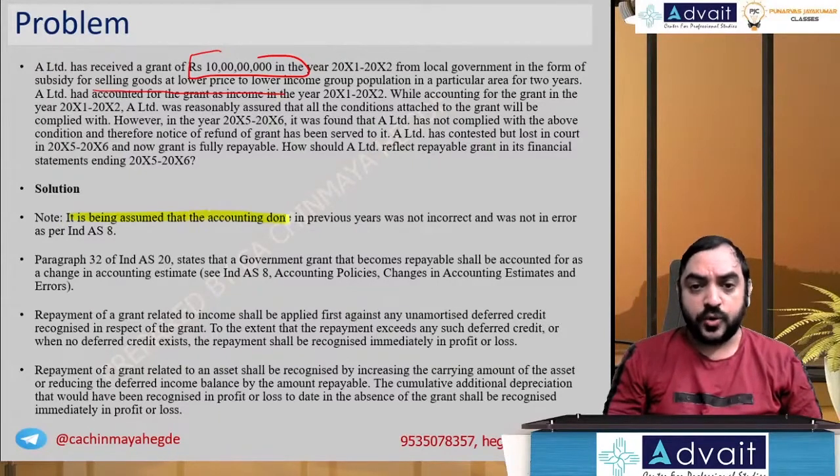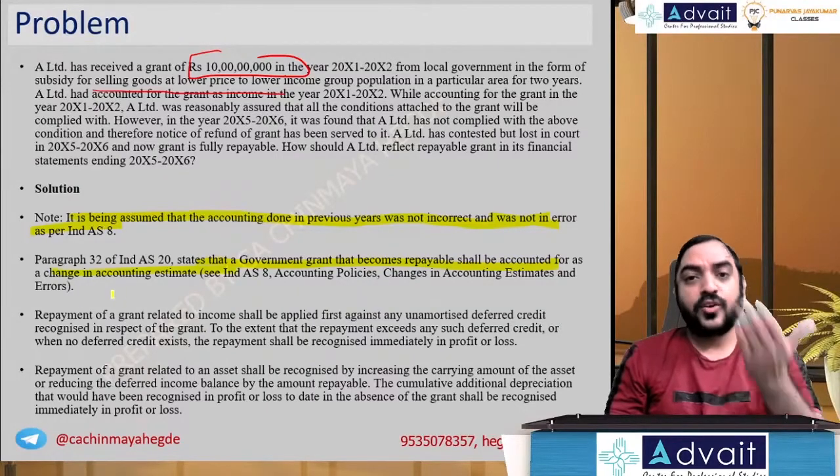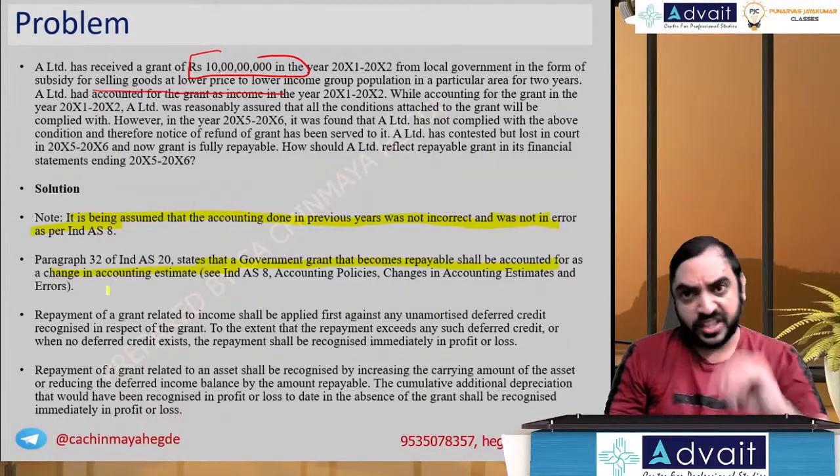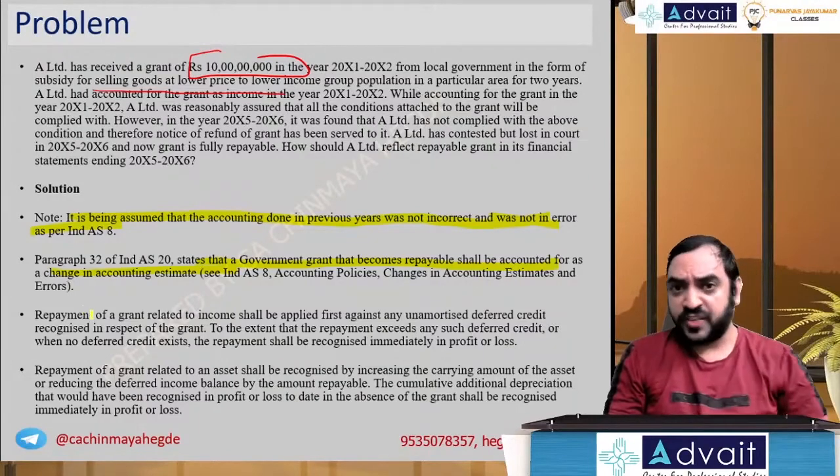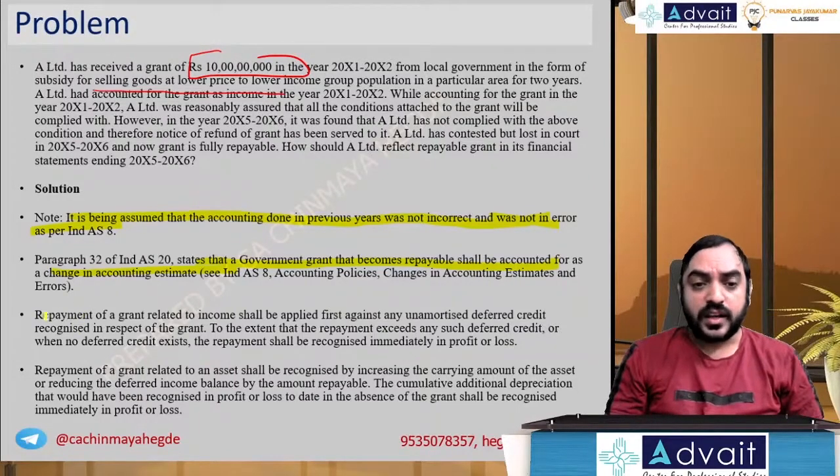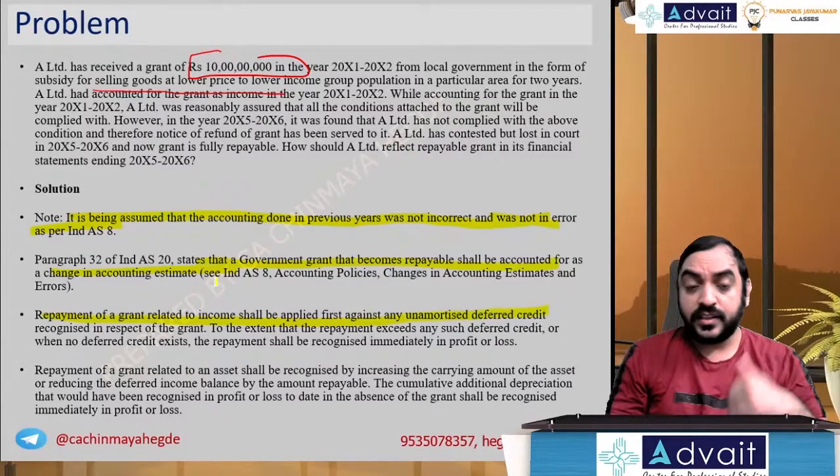It is assumed that the accounting done in the previous year was not incorrect and was not in error as per Ind AS 8. Okay. Para 32 of Ind AS 20: a grant that becomes repayable shall be accounted as a change in accounting estimate. It should be accounted as an accounting estimate in the year in which the refund becomes payable. So you can also refer to Ind AS 8 on this occasion. Repayment of a grant related to income shall be applied first against any unamortized deferred credit recognized, if any; in this case, nothing. To the extent repayable exceeds it, or when no deferred credit exists, repayment should be recognized in the P&L account.